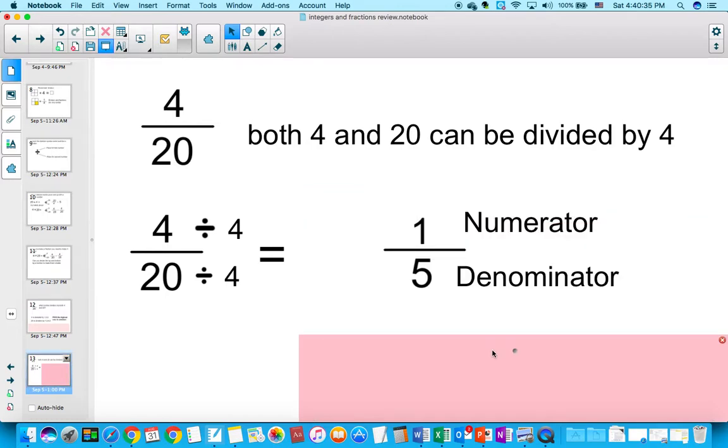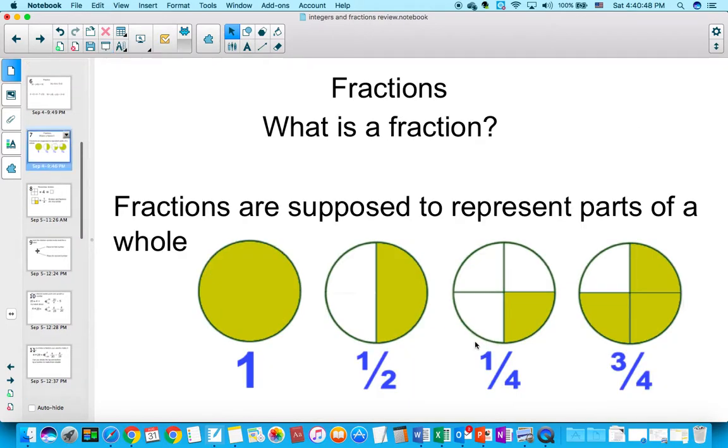You end up with this guy. Now, hopefully you do remember as well, the top part is called the numerator, and the bottom part is called the denominator. So the bottom part, if you go back to the picture, tells you how many parts you have. This has 2 parts, 2. This is 4 parts, 4. This is 4 parts, 4.